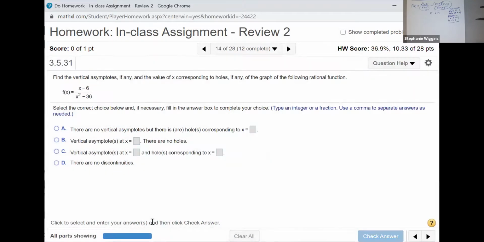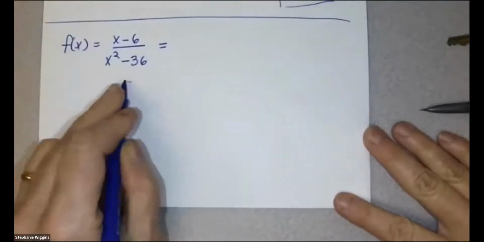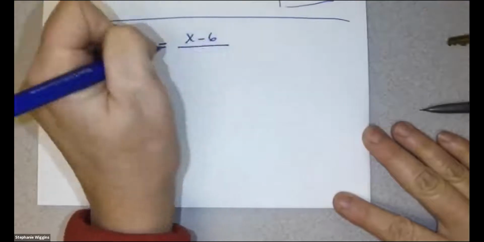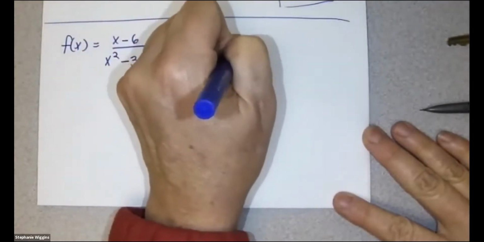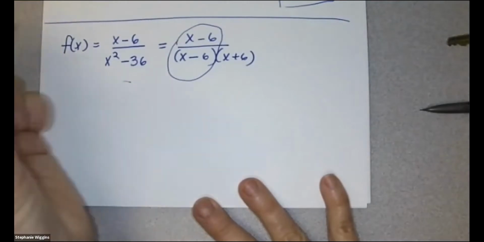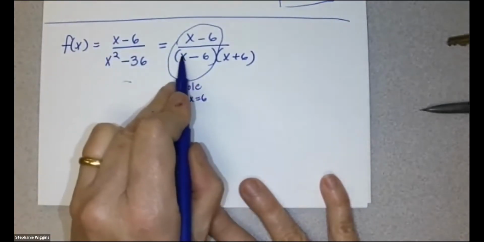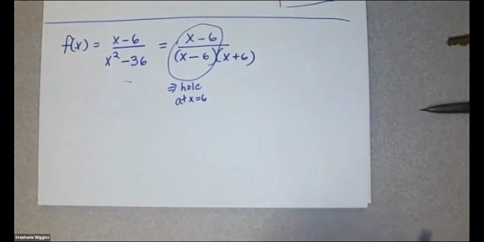Okay, let's look at this one now. We have x minus 6 over x squared minus 36. Okay, so I'm going to factor the denominator now. And you can see I have a common factor. The numerator and denominator share a common factor. So this means there's a hole at x equals 6. Because if I plug in 6, I get 0 divided by 0. Okay, that gives you a hole.